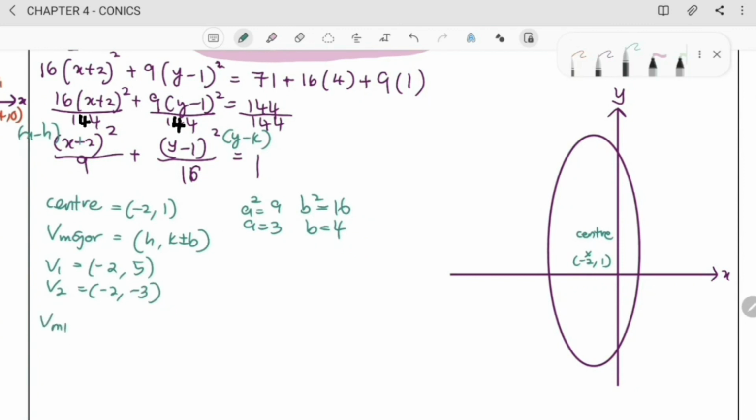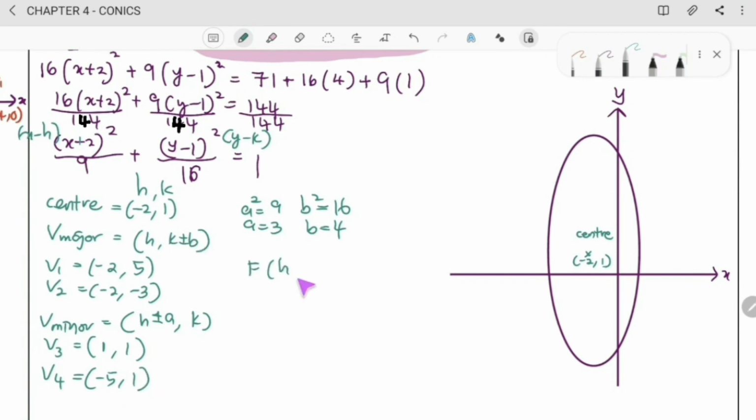And then we have v minor. Okay, we have h plus minus a. Okay, and that will be constant on the k. So v3 is equal to negative 2 plus 3, because a is 3. We have h, this is h, this is k, and 3 minus 2 is 1, and k will be 1. And v4 is h is negative 2 minus 3, it will be negative 5, and the k will be 1. And the foci will be more or less like this, which you have constant h and k plus minus c.